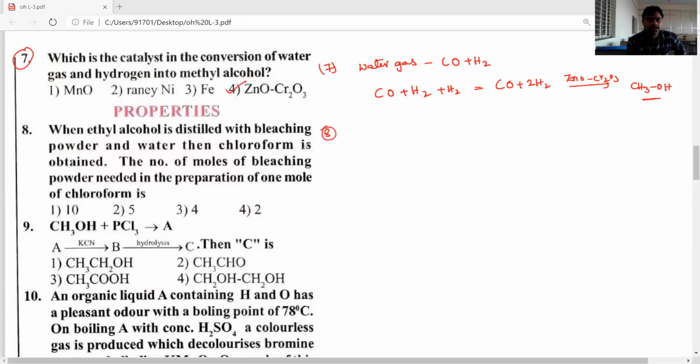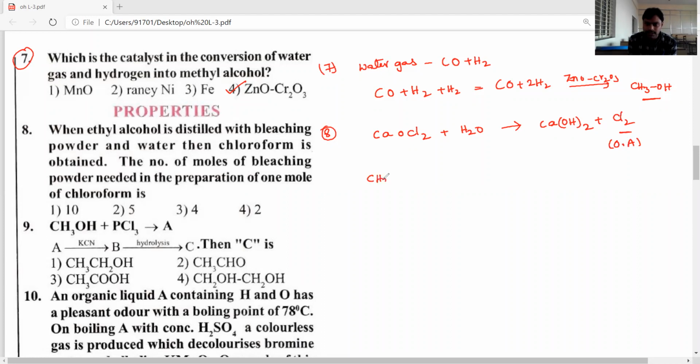Now let's see the eighth question. When ethyl alcohol is distilled with bleaching powder and water, then chloroform is obtained. In this reaction, how many moles of bleaching powder are we using for the preparation of 1 mole of chloroform? First, bleaching powder. What is the bleaching powder formula? CaOCl2. This bleaching powder on hydrolysis in the presence of water is converted into calcium hydroxide, Ca(OH)2, plus Cl2. Now this produces chlorine. This chlorine acts as an oxidizing agent.